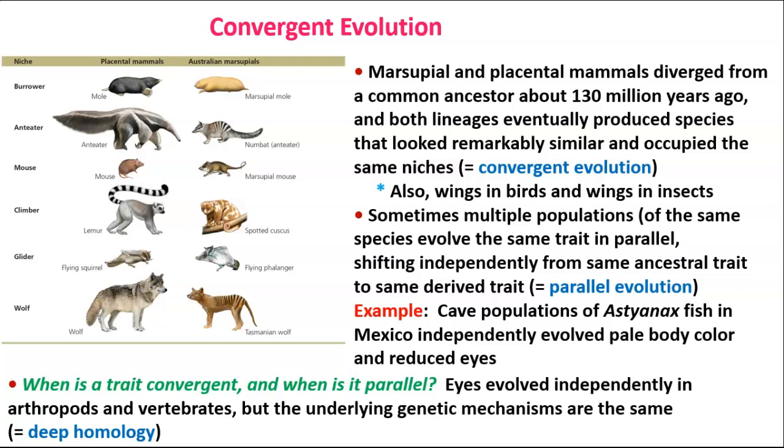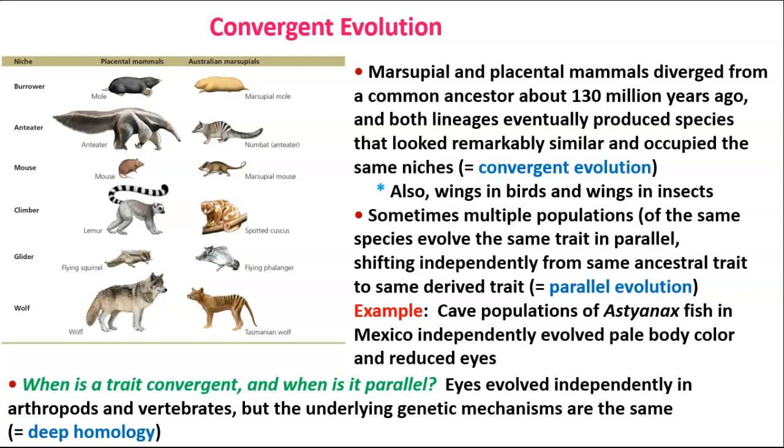So we look at the figure on the left-hand side of the slide, in both the placental and in the marsupial world, we have burrowers we call moles. In both the placental and the marsupial world, we have anteaters. An actual placental mammal we call an anteater, and then one called a numbat. And you can look at the figure, other examples, a mouse niche, a climber niche, arboreal, a glider niche, a wolf-like niche, etc. And then, of course, also even more dramatically, we've got wings in birds and wings in insects, convergent.